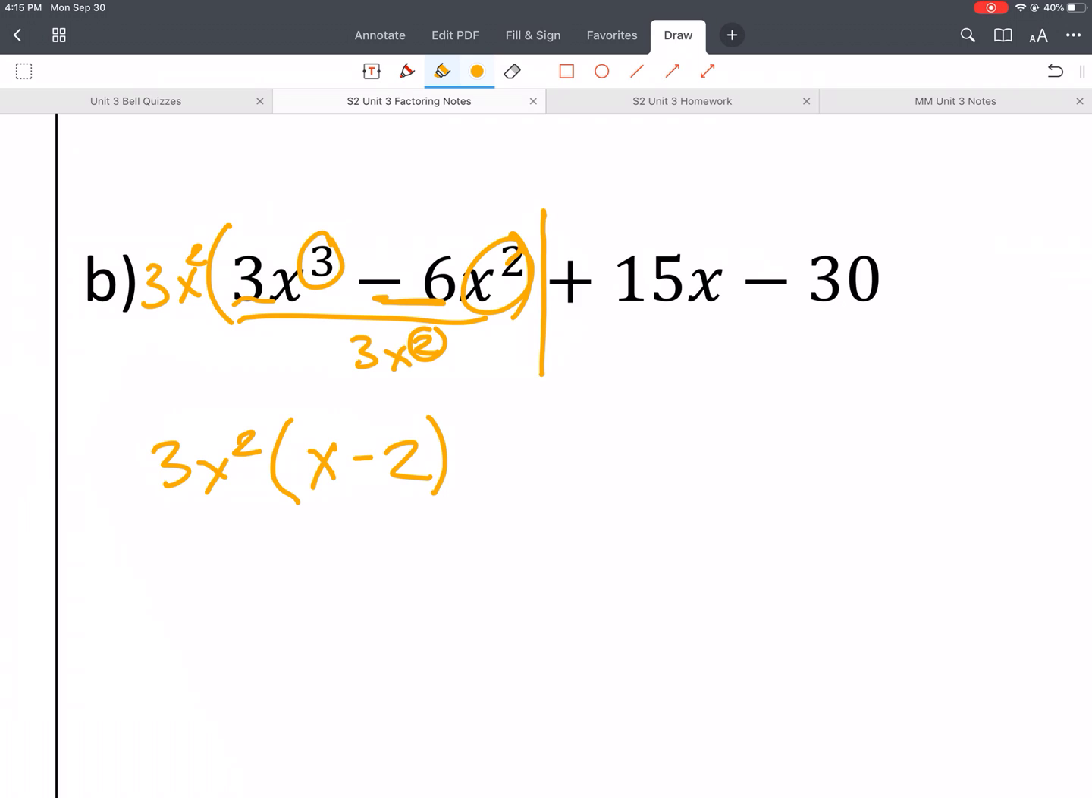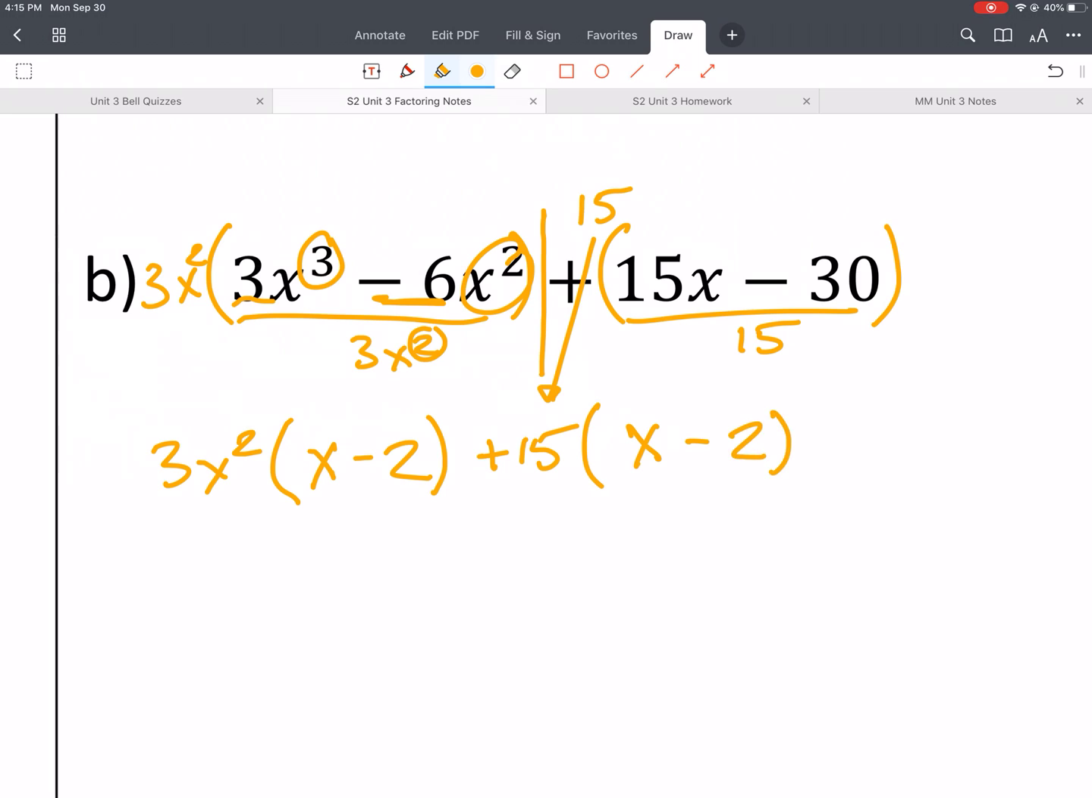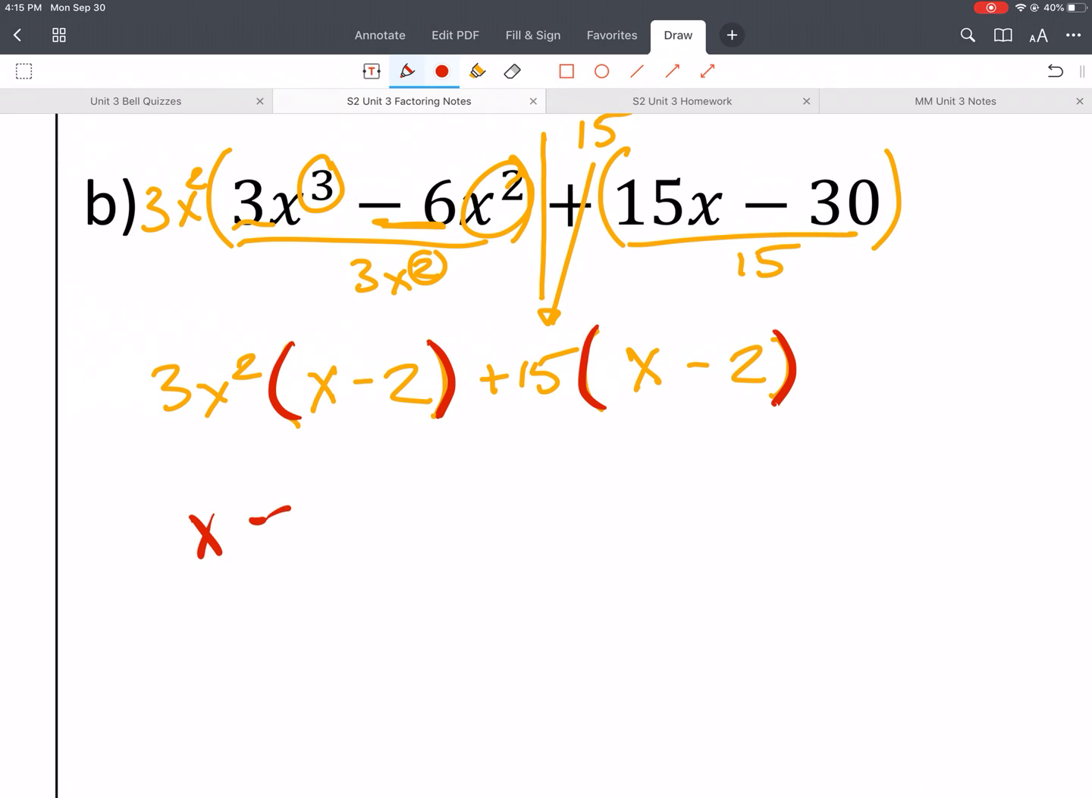All right. Other side, the greatest common factor here would be 15. So we can divide it by 15. We would get plus 15 from here, and 15 divided by 15 is 1. Then x, and negative 30 divided by 15 gives us 2. Again, you notice that what's in these parentheses is the same. We can take that out, x minus 2, and we end up with 3x squared plus 15. Okay?